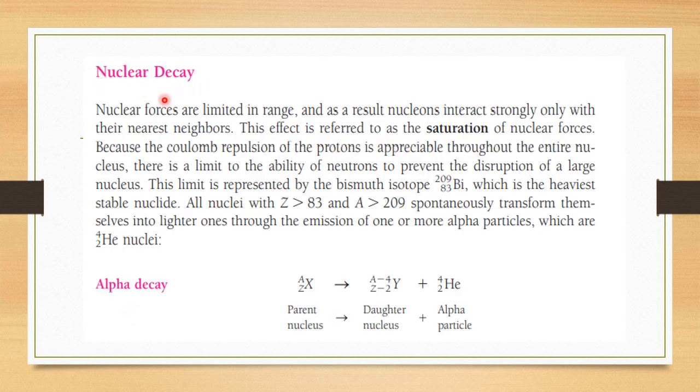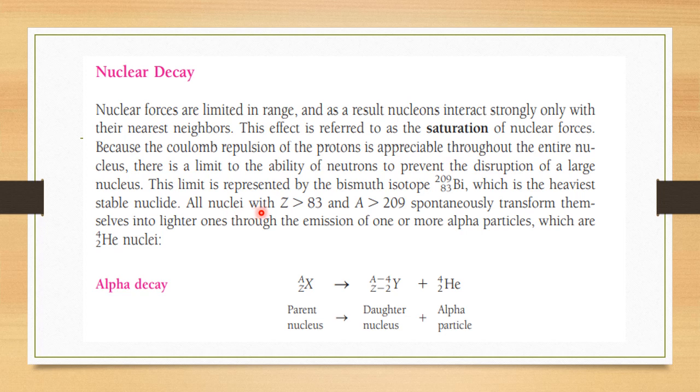Now, nuclear decay. We know that nuclear forces are limited in range. It is a very short range force. As a result, nucleons interact strongly only with their nearest neighbors. This effect is referred to as saturation of nuclear forces. Because the Coulomb repulsion of protons is appreciable throughout the entire nucleus, there is a limit to the ability of neutrons to prevent the disruption of a large nucleus. This limit is represented by bismuth 83, 209, the heaviest stable nucleus.